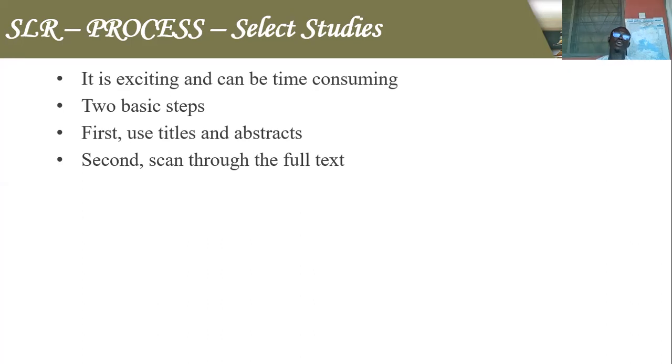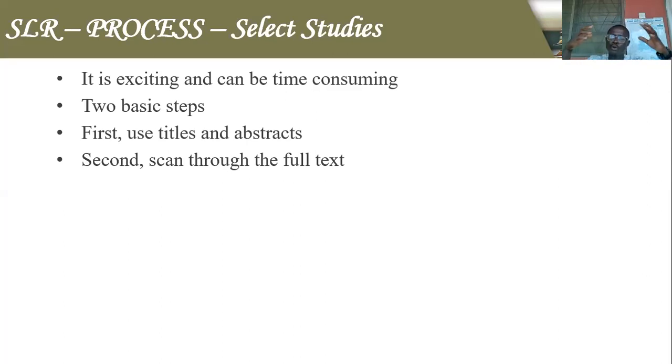The first thing is the use of titles and abstracts. Here, you look at the article that you have downloaded. The title of the article should even tell you what the article is all about. If the title is not enough, you go to the abstract, because the abstract is the summary. It gives you a snapshot of the research process. So you scan through the title, then you scan through the abstract, then you get to know whether the research or the article or the literature is valuable or important for your review. However, if this is not enough, then you move to the second stage.